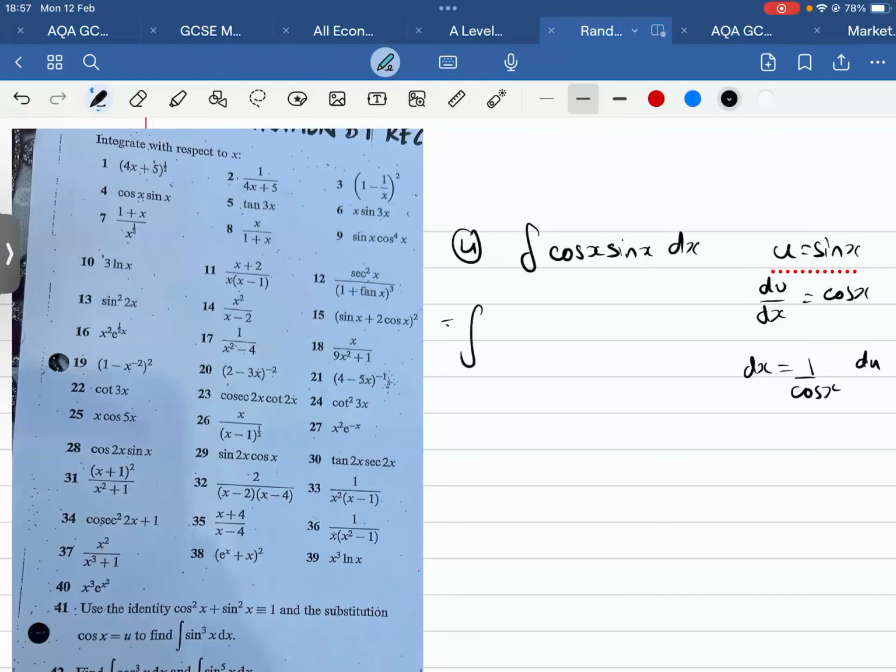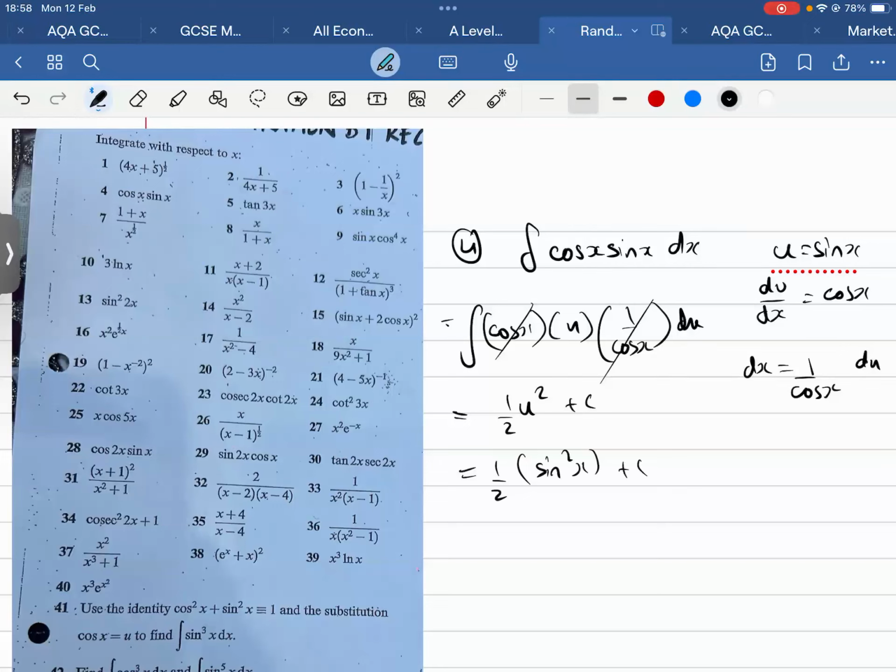If I do that, everything cancels out so nicely. But how do you know that you use sine x? Yeah, that's just practice. No, it doesn't actually matter. You can also make u cos x. It would be the same thing. Both would be fine and something would cancel. So I get u times 1/cos x du. They cancel. So I'm just integrating u, which makes u squared over 2 plus c, which is a half sine squared x plus c.